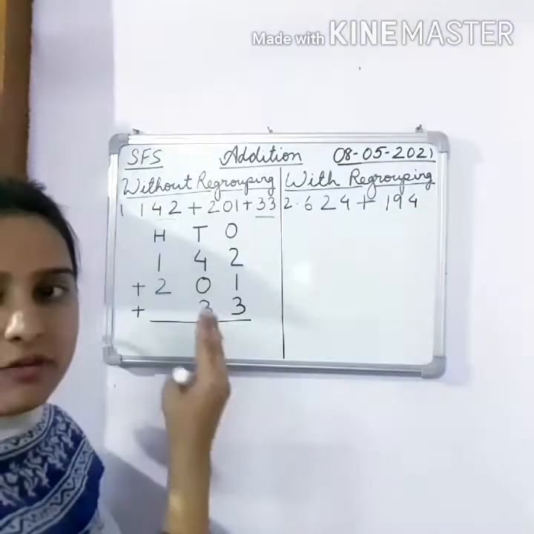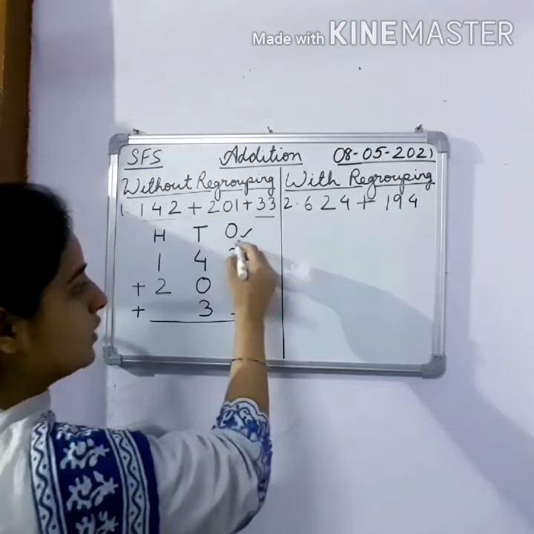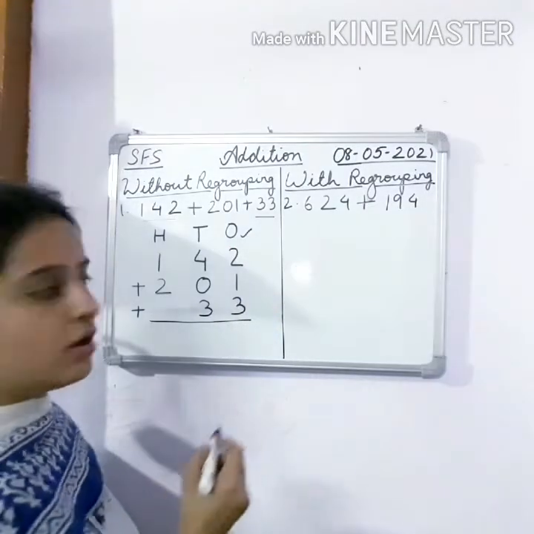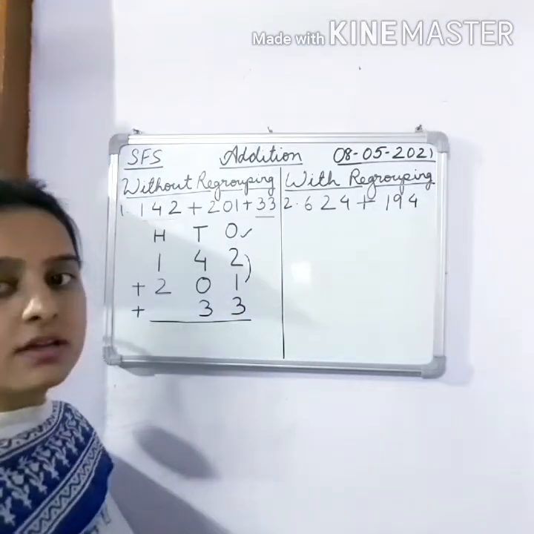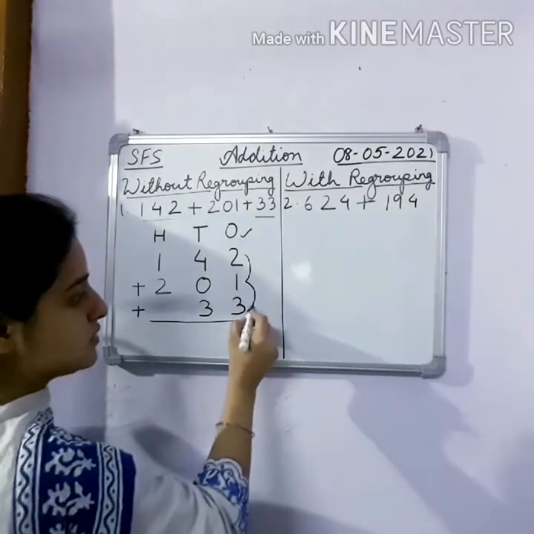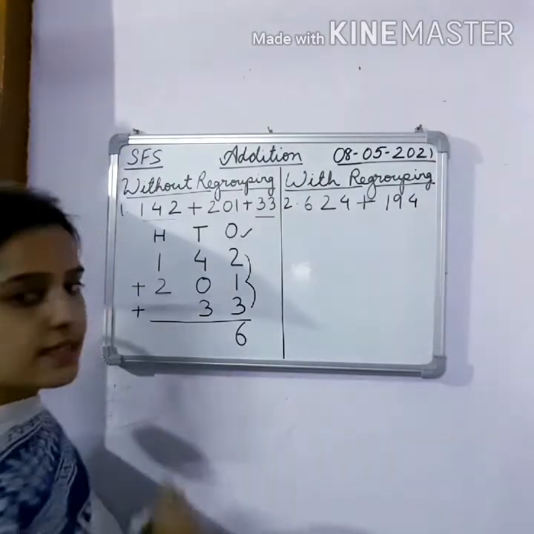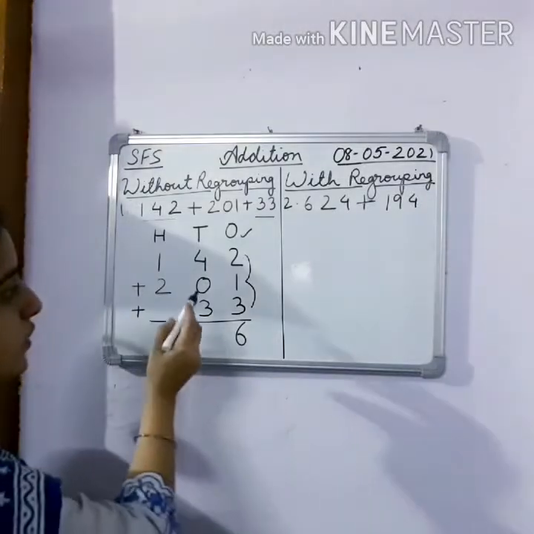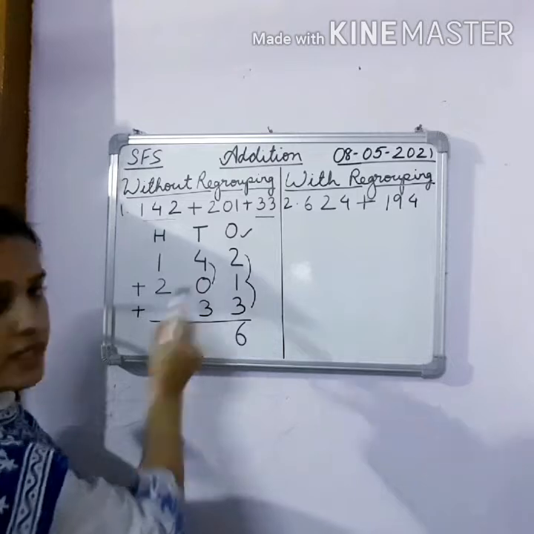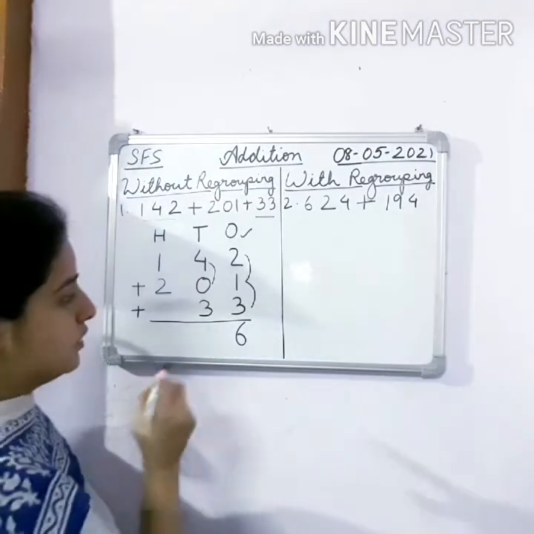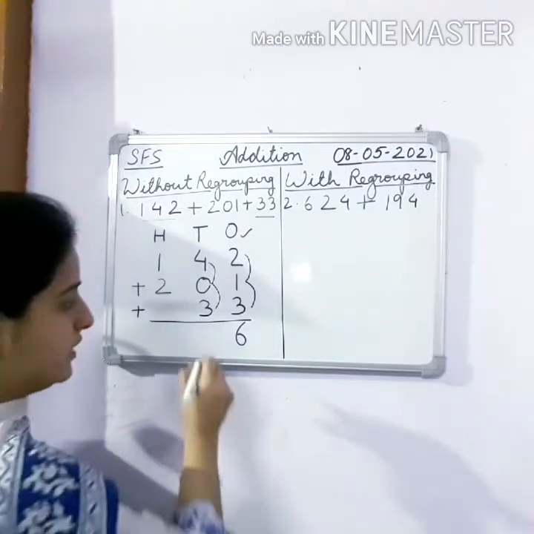We always start our addition from which place? Do you remember? Ones place. So we are going to add the digits of ones place first. 2 plus 1 is what? 3. Then 3 plus 3 is what? 6. So 6 comes in ones place. Then let's move to tens place. 4 plus 0 is what? 4. Then 4 plus 3 is what? 7. Right?